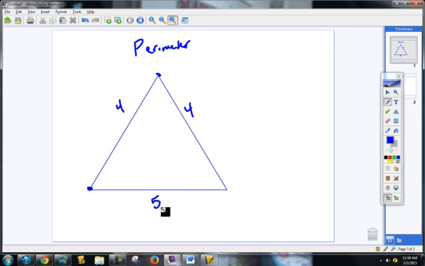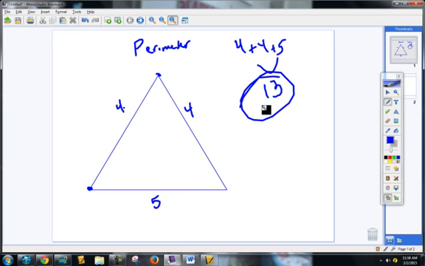So let's say it was like this. What would my perimeter be of that triangle? 13. It would be 4 plus 4 plus 5, which equals 13. Right? Okay. So I just wanted you to see that. Instead of doing that right now, just listen. Don't worry about it.